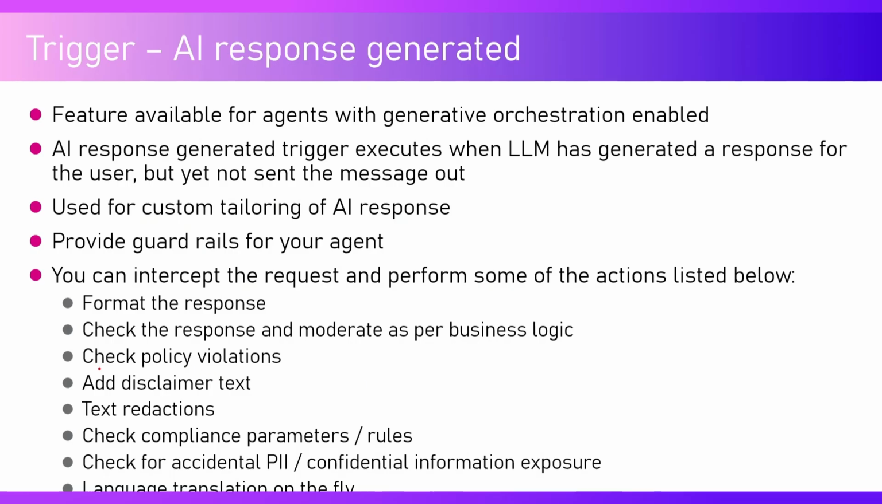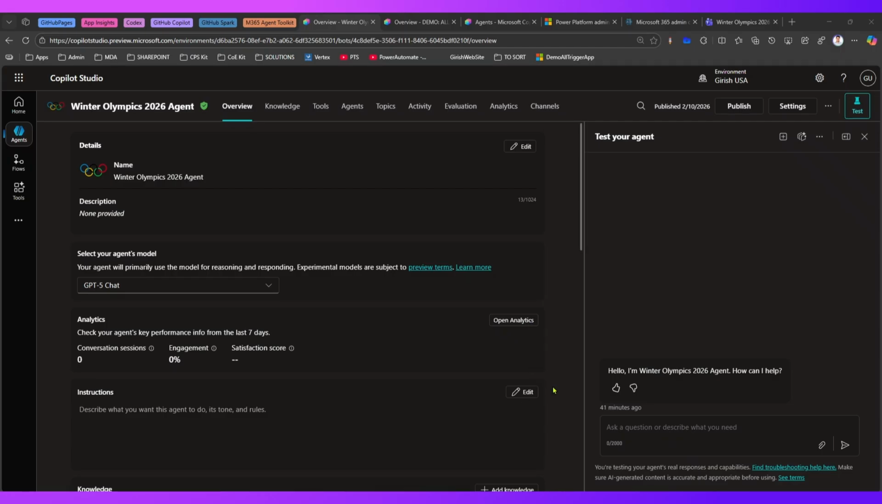You can check whether the agent has provided information which violates any policy within your organization, or add a disclaimer text, or redact some information, or check some compliance parameters or accidental PII, or maybe this is an interesting one, language translation on the fly. What does this mean? You ask a question to an agent in English, and maybe in your code you might have written some logic to perform some operation, and suddenly you ask a question in Spanish, and now what you want is for the agent to respond in Spanish. So you can intercept that request and make it multilingual without even getting into that configuration mode.